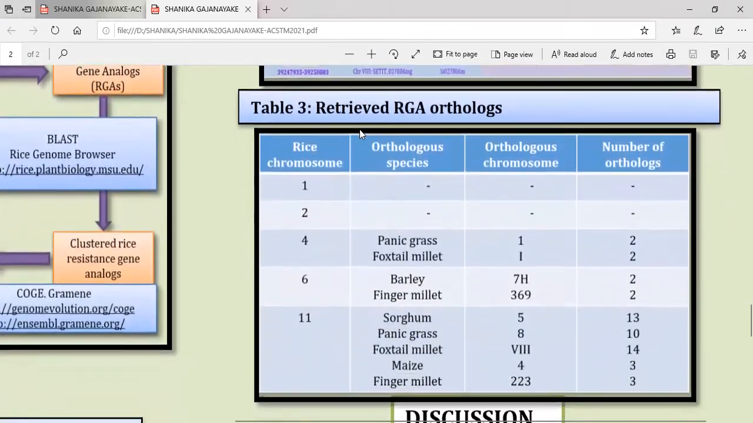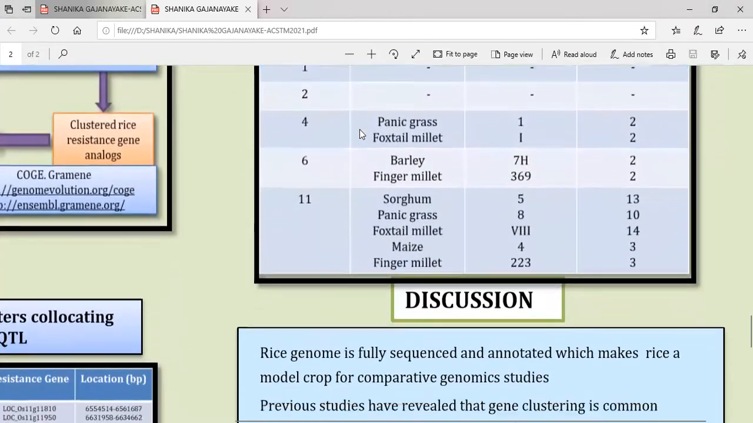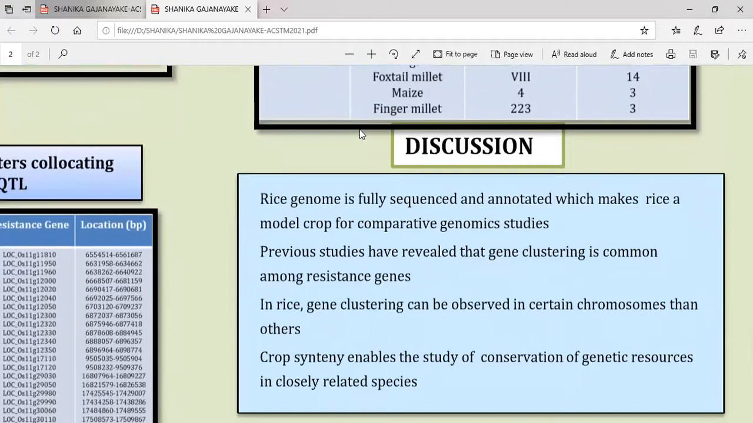Rice has proven to be an effective model crop through several previous studies. The knowledge on the rice genome has been used in comparative genomic studies on other closely related crop species. Rice has a fully annotated genome, and most of the crop species selected for this study have a partially annotated genome. In some species like teff and finger millet, the genome is not annotated at all.